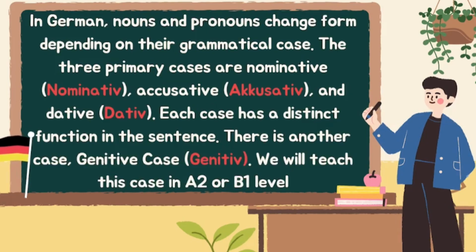Before diving deep into the topic, let's make it clear what is nominative, accusative, dative and genitive. In German, nouns and pronouns change their form depending upon their grammatical case. There are three primary cases: nominative, accusative and dative. Each has a distinct function in the sentence. There is also another case, that is the genitive case. We'll teach you in A2 or B1 level. For A1 level of German language, the genitive case is not required.